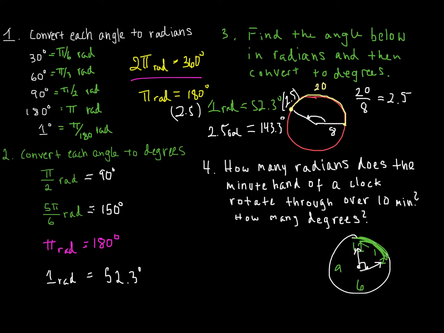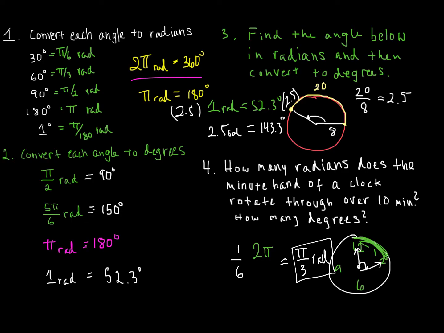Let me just go over this once more. So there are 12 numbers on a clock, right? So it rotated to 1 and then to 2 out of the 12, right? So it's 2 out of 12, and so what I'm doing is taking 2 pi radians and taking 2/12 of it, or 1/6 of it, so multiplying by 1/6, and that will give me 2 pi over 6, or pi over 3 radians.